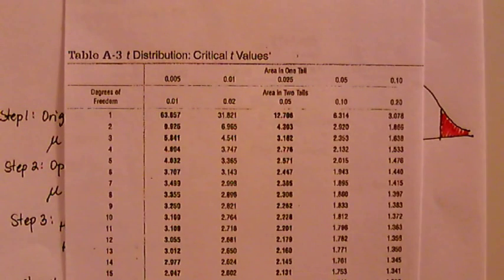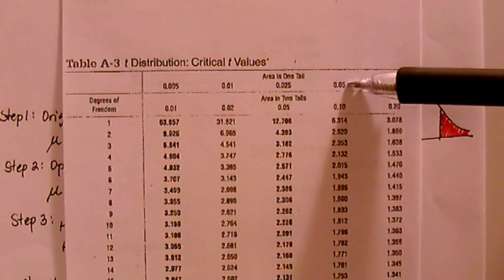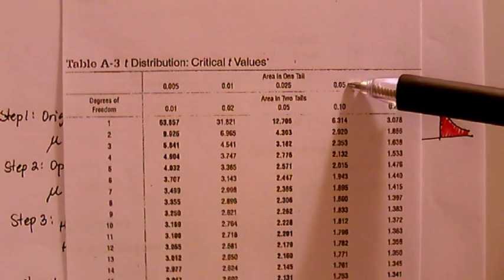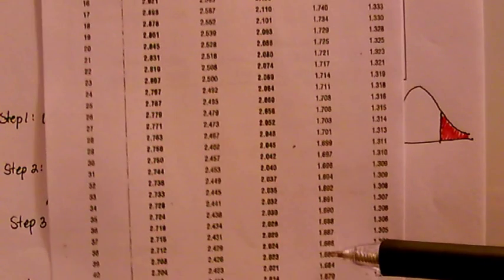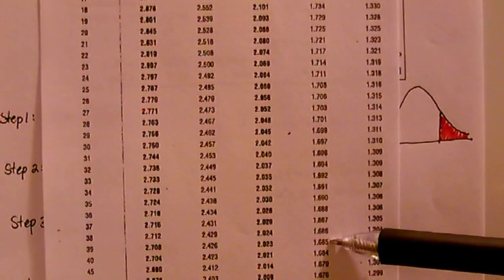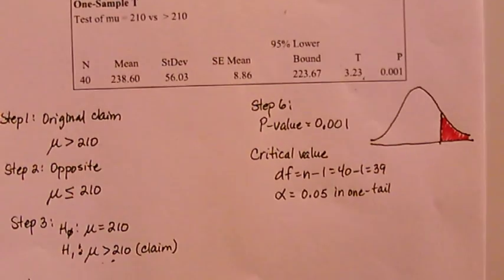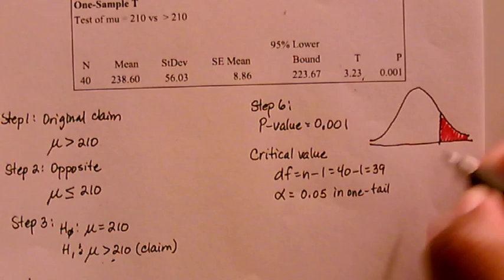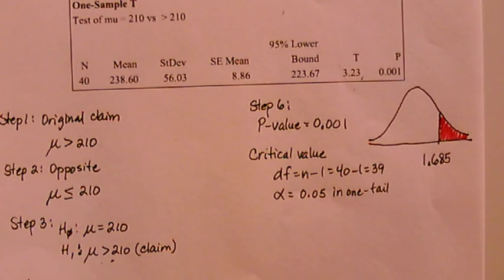And this is where we use this table, the t-distribution table. So in one tail, that's this top row, we find 0.05, and then we go all the way down to 39 degrees of freedom, which is right here. And 39 degrees of freedom with a 0.05 in one tail will be 1.685. So that means my critical value is 1.685. That's the critical value right here.